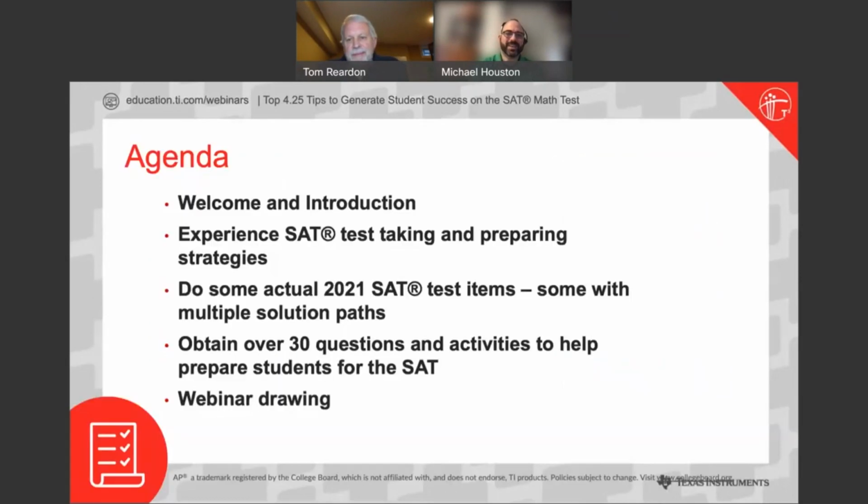Hey, Tom, will you get us started by talking over some of the agenda points for tonight? Sure. So we're going to look at the SAT experience. We're going to do some actual SAT test items from 2021 and 2022. I was able to secure some actual tests. You're going to get over 30 questions and activities to help prepare students for the SAT on a PDF.